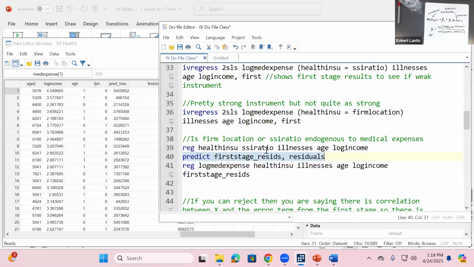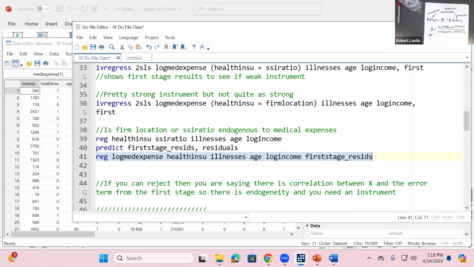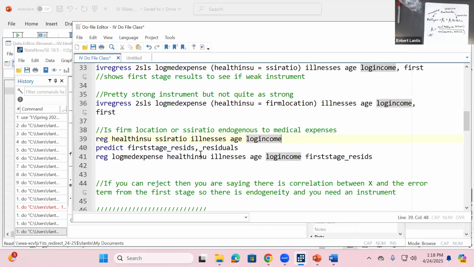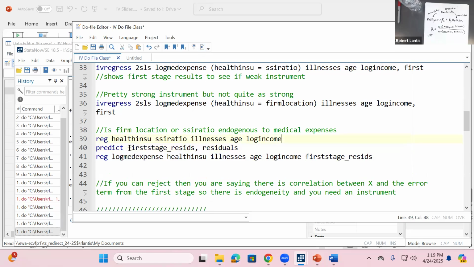Now we're going to use those in what looks like a second stage regression. So now we're going to use the Y variable we were interested in, medical expenses, the original X variable, health insurance, all of our controls, but also these predicted residuals from the first stage. If I run that regression, oh, what didn't it like? I have log income, age, illnesses here. Oh, drop. I think I forgot to do this and I used it. I did things out of order. Give me 1 second.